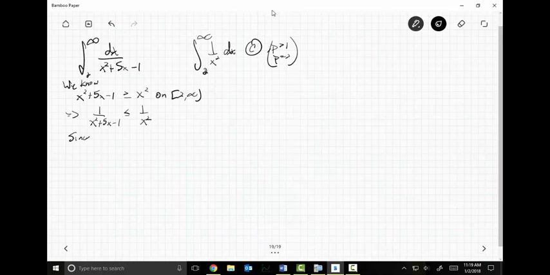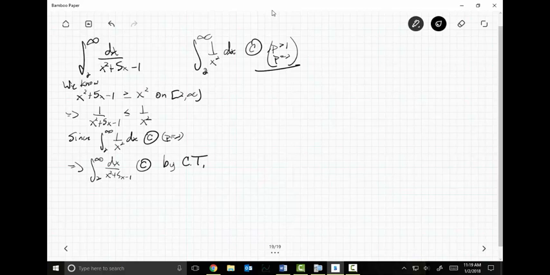Now, since the integral from 2 to infinity of 1 over x squared dx converges, why? Because p equals 2, or p is greater than 1, it doesn't matter. This implies that the integral from 2 to infinity of dx over x squared plus 5x minus 1 must also converge by the comparison theorem or comparison test. You have to do all of these steps. You can't just say, well, since we know this, we've got this. No, no, no. That's the conclusion. You have to build the case first.